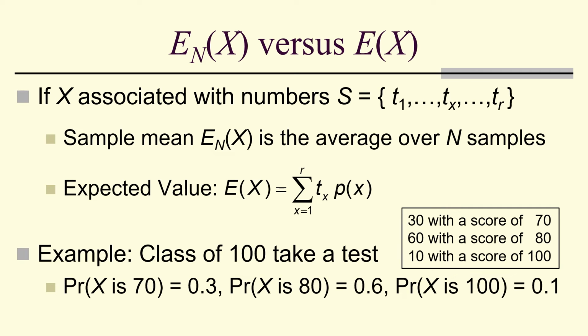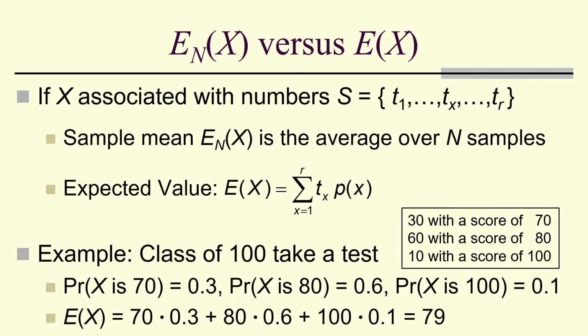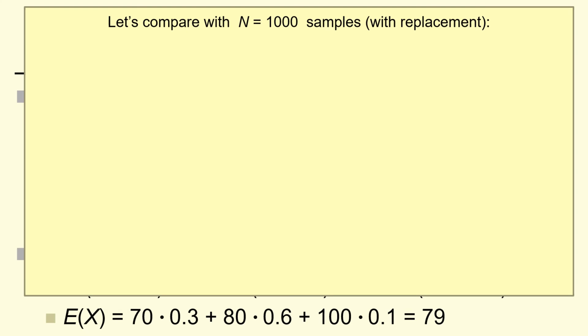If we randomly chose a student from that 100, the probability we'd get a student with a 70 is 0.3, a student with an 80 is 0.6, and a student with 100, 0.1. The expected value, therefore, for the class is 70 times 0.3 plus 80 times 0.6 plus 100 times 0.1. That's a 79 average for the class.